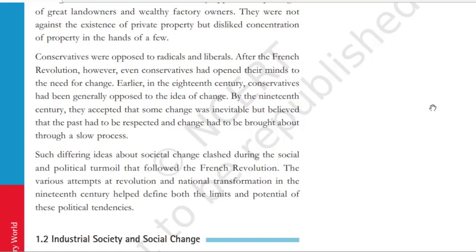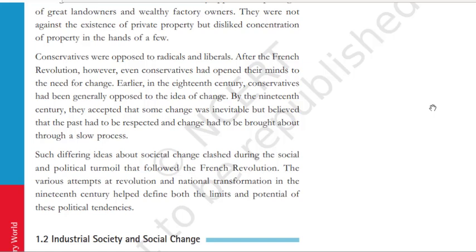Conservatives were opposed to radicals and liberals. After the French Revolution, however, even conservatives had opened their minds to the need for change. Earlier, in the 18th century, conservatives had been generally opposed to the idea of change. By the 19th century, they accepted that some change was inevitable but believed that the past had to be respected and change had to be brought about through a slow process.